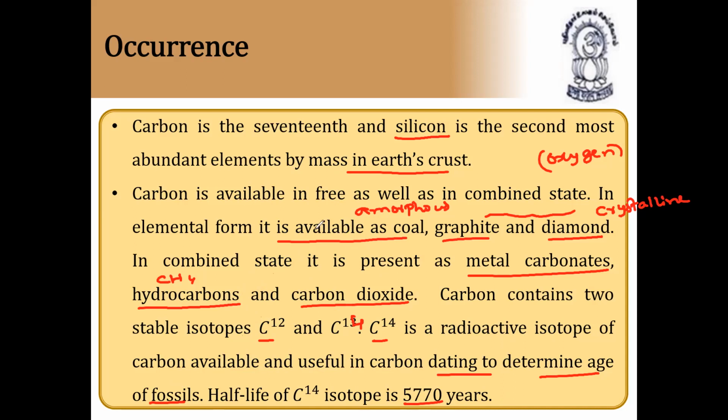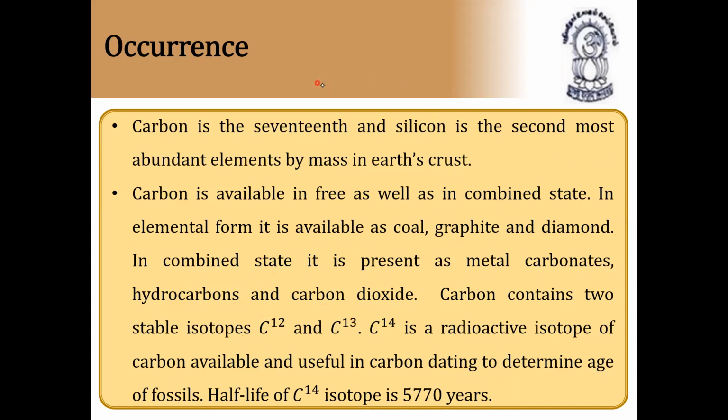And what are the forms of carbon? The amorphous form of carbon is coal, and the crystalline forms, the allotropes of carbon, are graphite and diamond. So please make a note of all this. However, in this chapter we will study more about silicon, not carbon, because carbon we are going to study in organic chemistry.